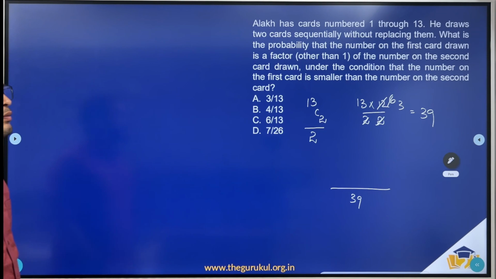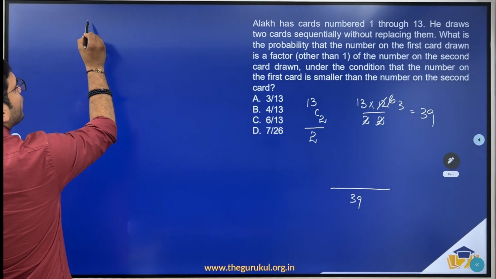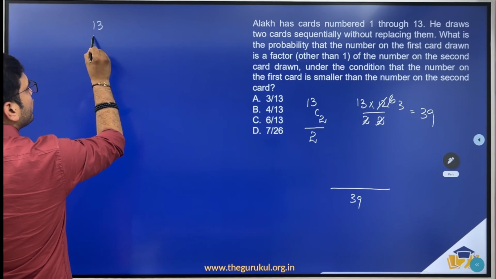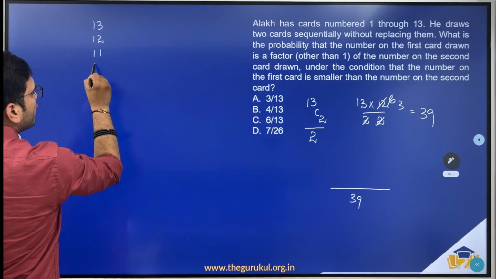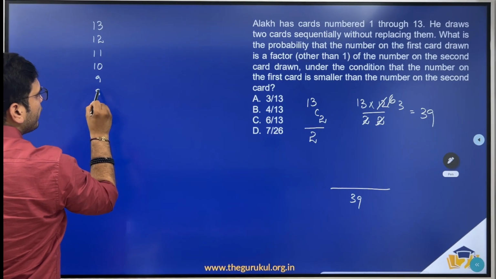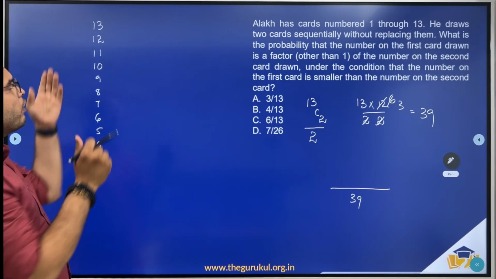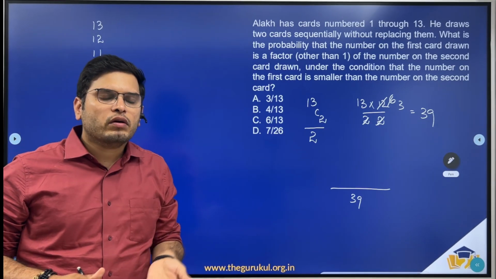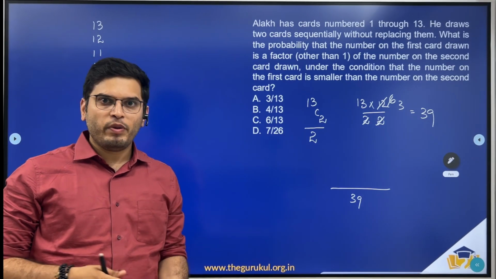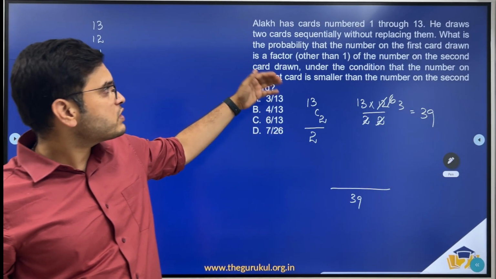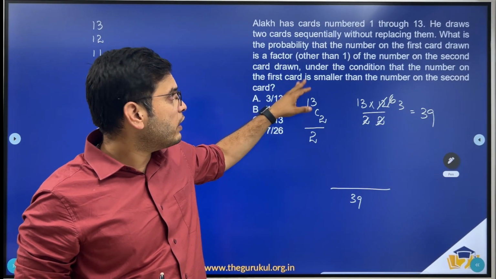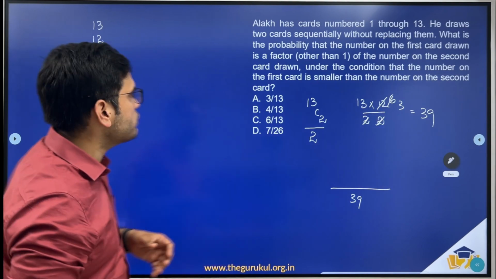Now coming to the numerator. Now what was asked? What is the probability that the number on the first card drawn is a factor of the number on the second card? Now what could the second card be? The second card could be 13 or 12, 11, 10, 9, 8, 7, 6, 5, 4, 3 and 2. Now if the second card is 13, what could be the number on the first card? Right, it should be 1. But it is mentioned that the first card should be a factor other than 1. So you do not have any possibility, right?